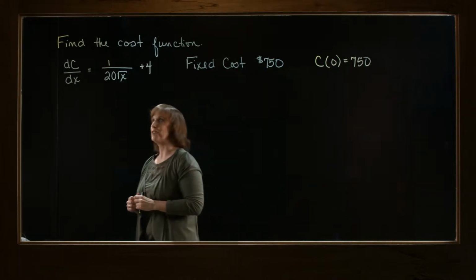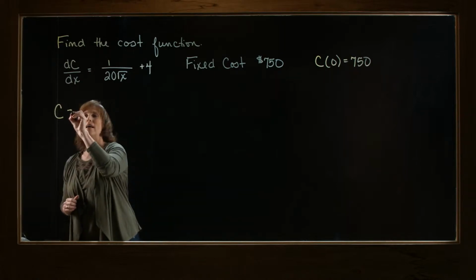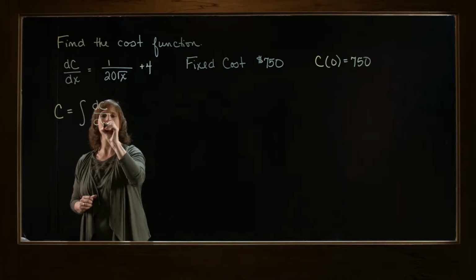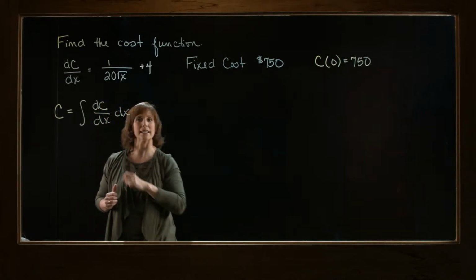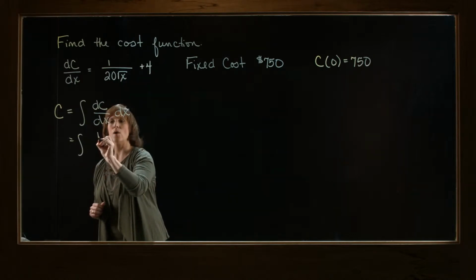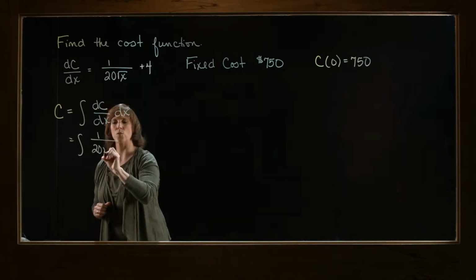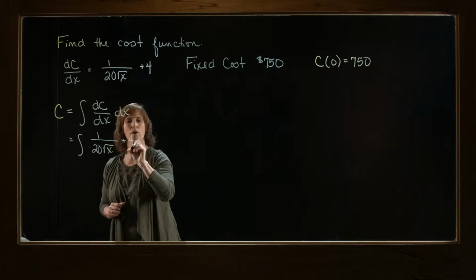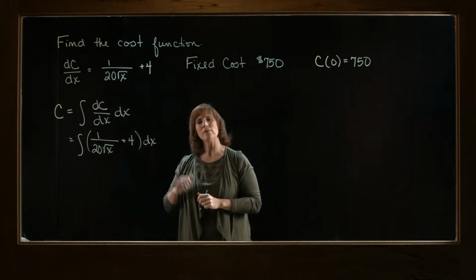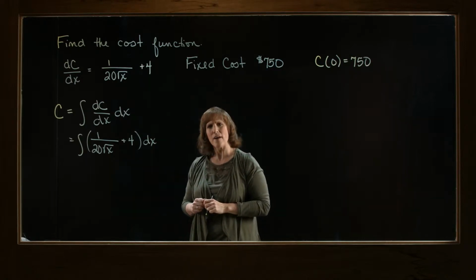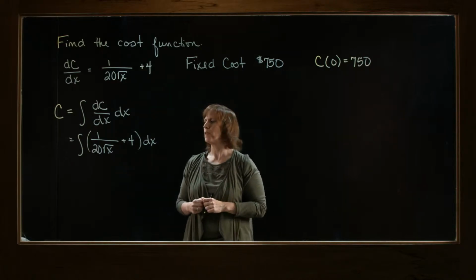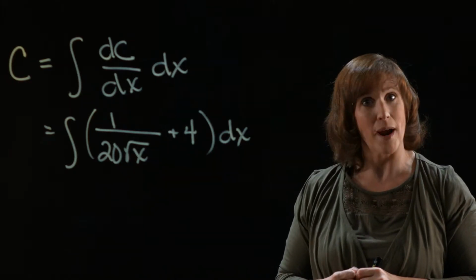So let's go ahead and solve the differential equation. I know that my cost is the integral of dc dx dx. And my marginal cost is 1 over 20 times the square root of x plus 4. So now it's time to integrate. But I don't really have a simple rule for integrating a square root of x in the denominator. So I'm going to use a little algebra to rewrite this.